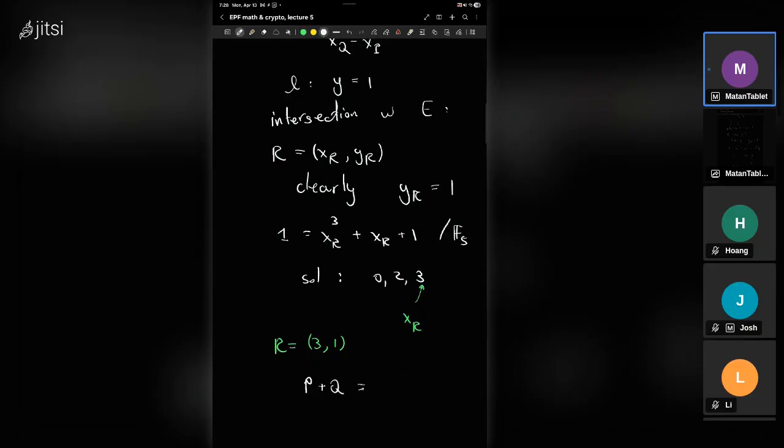is the reflection of R along the x-axis. This is simply (3, minus 1). But again, what is minus 1 in F5? Minus 1 in F5 is 4. So this is (3, 4). Okay? This is how you calculate the addition of 2 points.